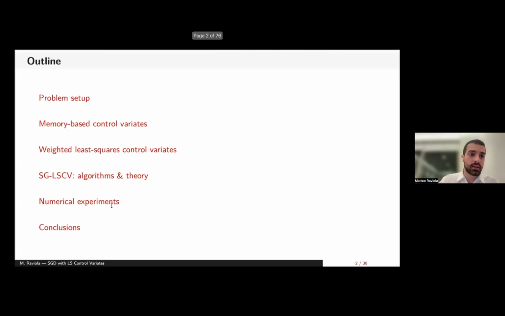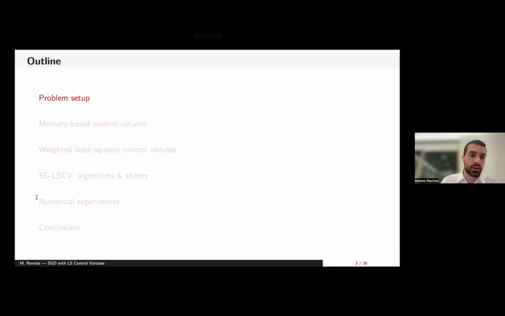So this is the outline of my talk. First, I will be introducing and setting up the problem. Then I will be talking to you about what control variates are and how to use memory to build control variates. And then I'll go into weighted least squares. Then I'll be presenting our algorithm, the SGLSCV, the stochastic gradient least squares control variates. Then I'll present some numerical experiments, and finally leave you with some conclusions and outlook.